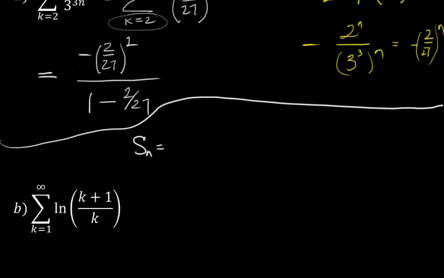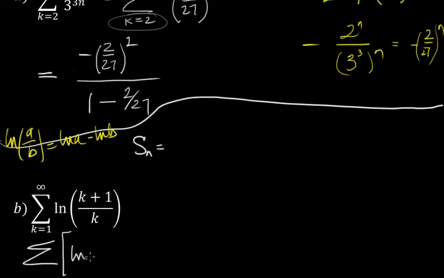So you know that the natural log of a over b is equal to natural log a minus natural log b, one of the properties of logarithms. So we will write this as Sn, the sum of natural log k plus 1 minus natural log k from k equals 1 to infinity. So I'm thinking of the nth term of the series as being this difference of logs, and you can see there's going to be canceling.